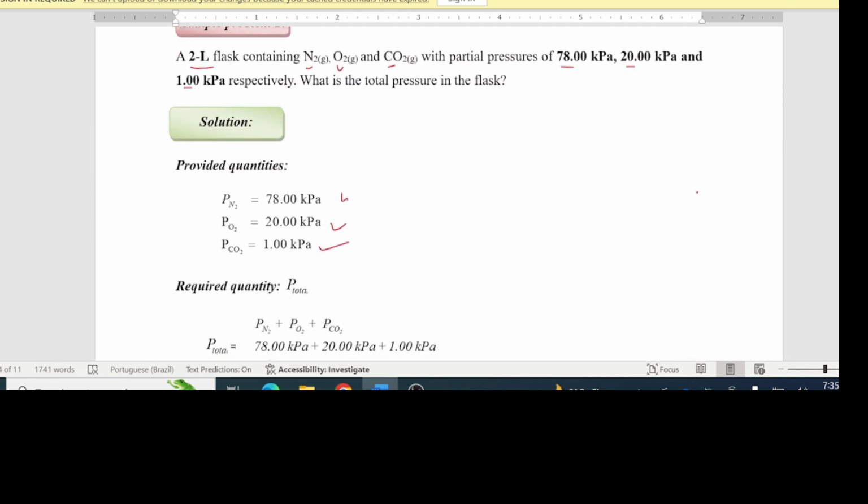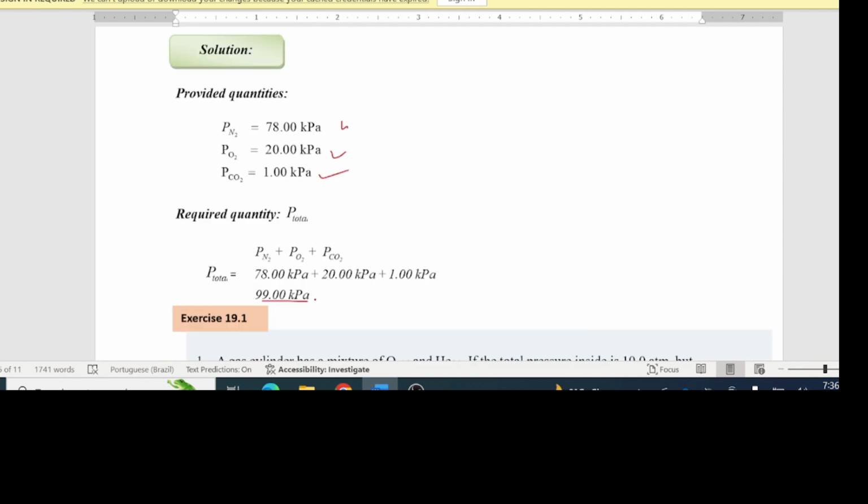So here's a problem. You have a 2-liter flask containing these 3 non-reacting gases, and these are the respective partial pressures. What is the total pressure? Just add them all up, and that's what it is.